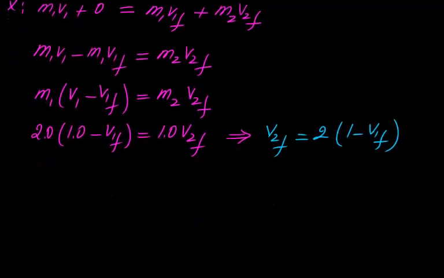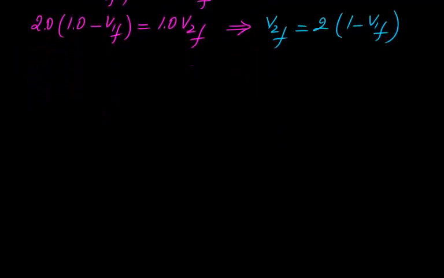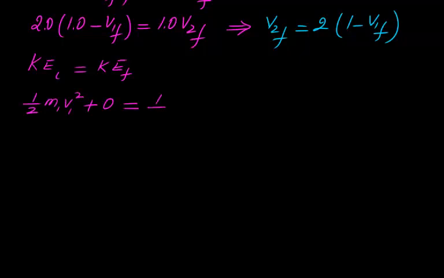Now we are going to do pretty much the same thing using the conservation of energy. The kinetic energy before the collision equals the kinetic energy after the collision. Before the collision we have 1/2 m1 v1 squared plus 0 because the second mass is initially at rest. After the collision, both masses are moving. m1 is moving with the speed v1 final, therefore 1/2 m1 v1 final squared plus 1/2 m2 v2 final squared. Cancel the halves.